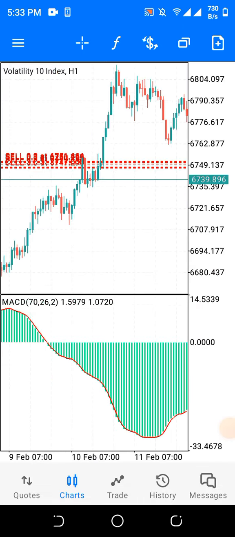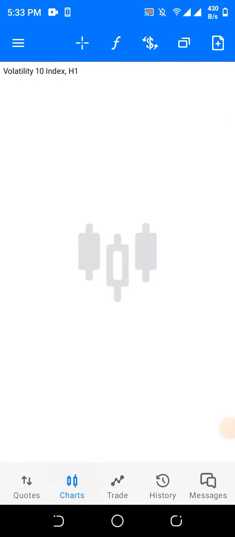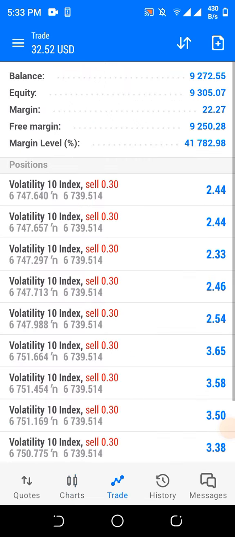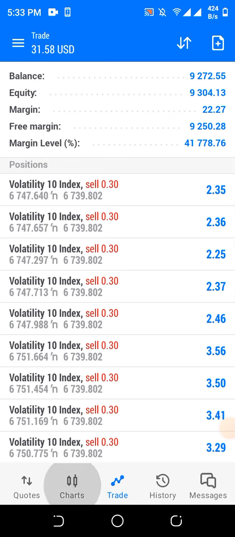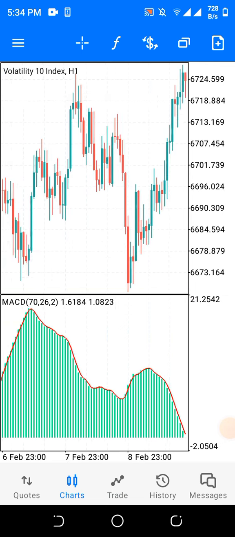So this is my chart and this is my trade. You can see that my trade is still running. Do you understand? Now let me show you why I am on sale on MACD, why I am on sale on volatility 10 index. So on my screen now you can see that this is a 1 hour time frame. Do you understand? So I have been on this trade.